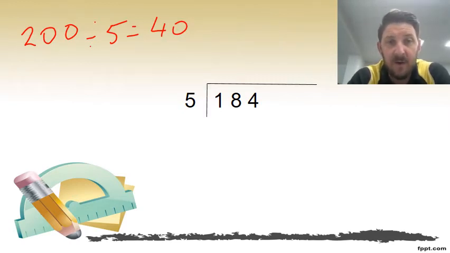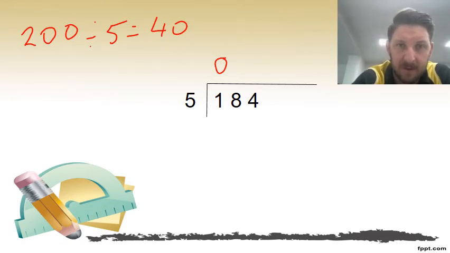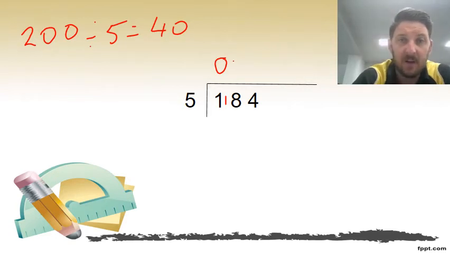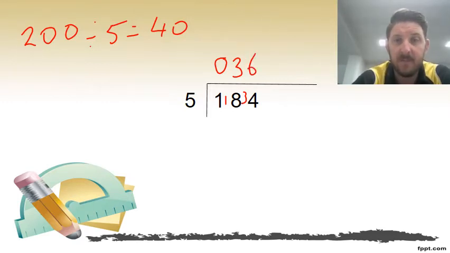So starting off, 5 into 1, or 1 divided by 5. Now I know if I had 1 and I had to make a group of 5, I can't do that. So I'm going to put 0 down. And I've still got the 1 there, so I'm going to put it next to the 8. So we have 18. 5 into 18 goes 3 times with 3 left over. I'm going to put my 3 next to my 4. How many times does 5 fit into 34? Is 6 times with 4 left over.